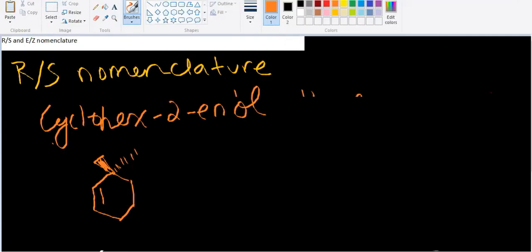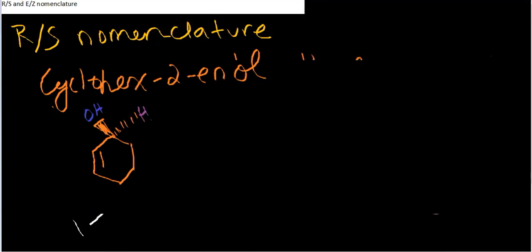Alright, so we have hydrogen and OH. Alright, so again, first step is you want to locate your chirality center or centers, and here we have just one right there. Second thing you want to do is number. So we have 1 based off of atomic number, 1, 2, 3, and 4.